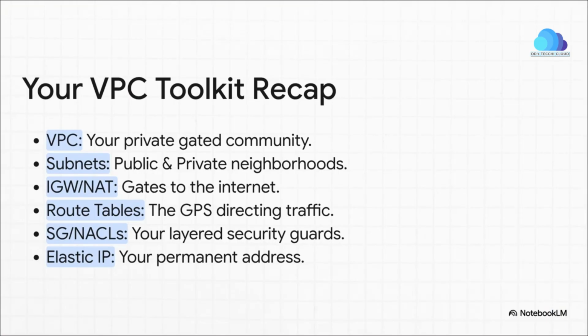So let's review our VPC toolkit. The VPC itself is your private gated community. Subnets are your public and private neighborhoods inside. The internet and NAT gateways are your gates to the outside world. Route tables act as the GPS for your network. Security groups and NACLs are your layered bodyguards, and the elastic IP is your permanent, static public address. If you get these 6 components, you are well on your way to mastering AWS networking.